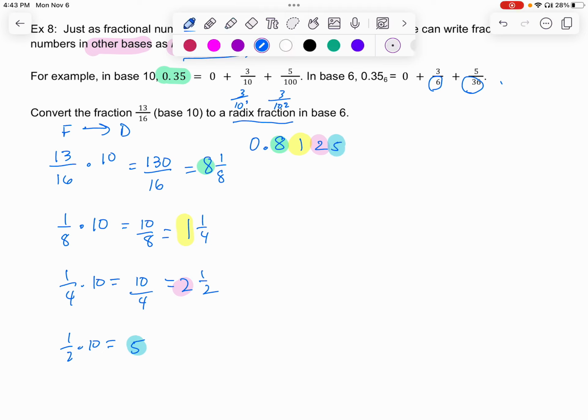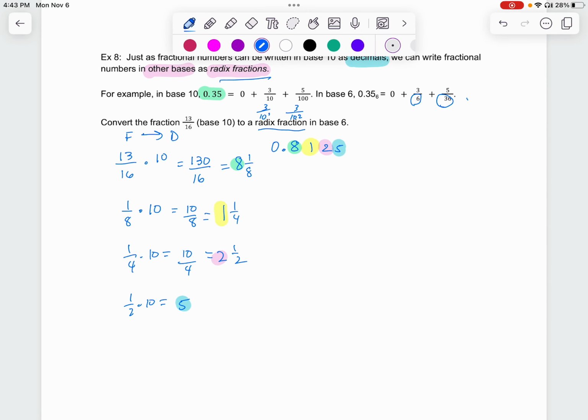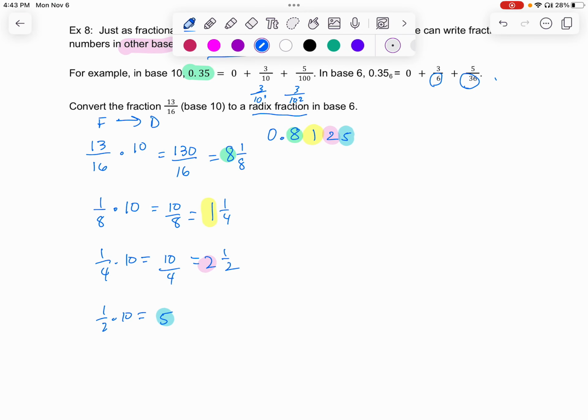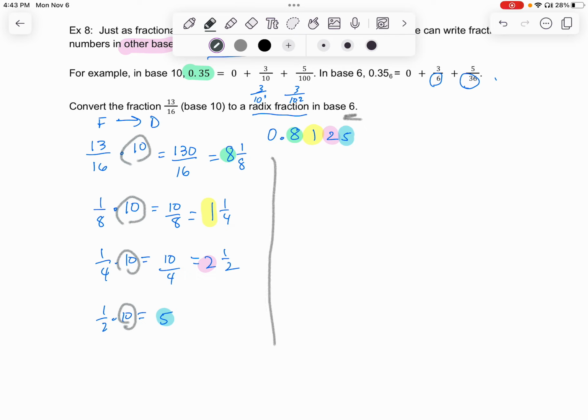Okay, so if we wanted to do that same idea with base 6, all that we're going to do is everywhere that I multiplied by 10, instead of multiplying by 10, you got it, I'm going to multiply by 6. So let's go ahead and parallel this process, but for base 6. So I'll start with 13/16, and multiply it by 6.